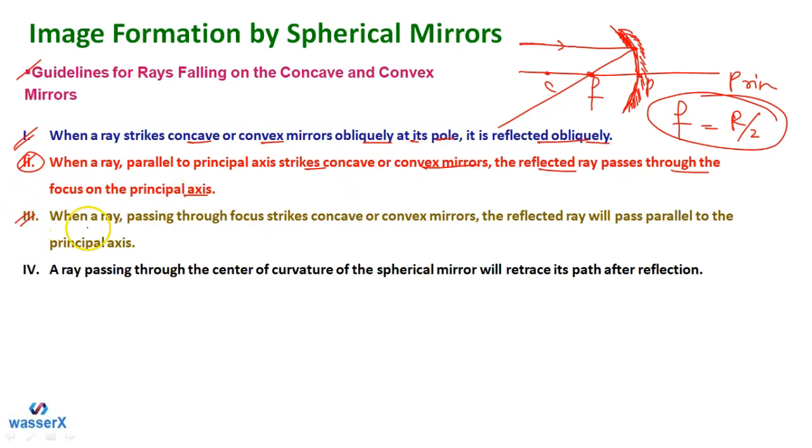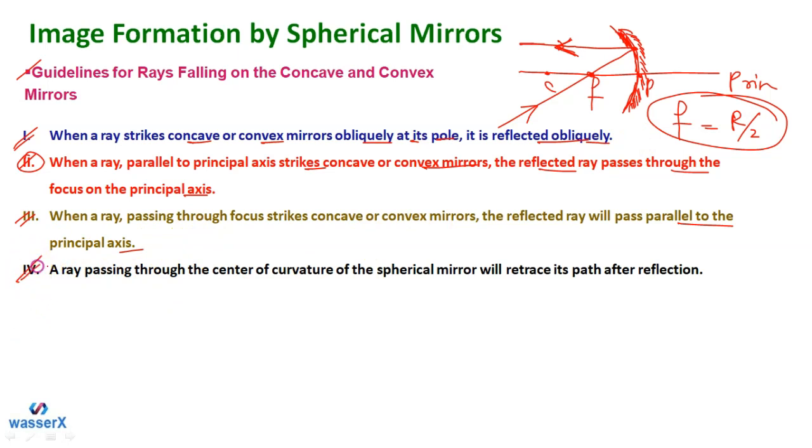Now we have the third one. When a ray passing through the focus strikes a concave or convex mirror, the reflected ray will be parallel to the principal axis. So the third point is basically the inverse of the second. If any ray passes through the focus, let's say from here, I'm just inverting it, then after passing through the focus and striking this mirror, it goes parallel to the principal axis. As you can see, everything is in 2D animation form so that you can clearly get the visual and understand the concept.